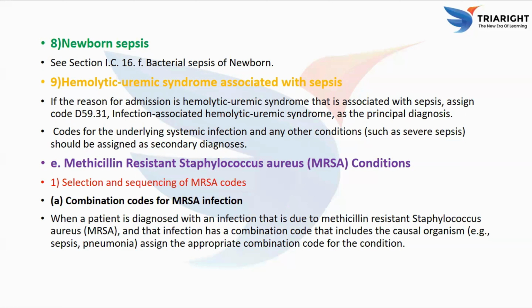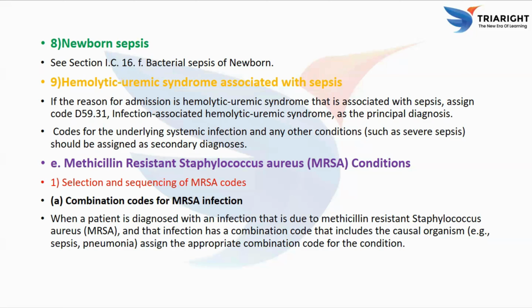So the ninth guideline is hemolytic uremic syndrome associated with sepsis. So what is HUS? Hemolytic uremic syndrome. It is a combination of hemolytic anemia, thrombocytopenia and acute kidney injury. Sometimes it is triggered by infection including sepsis. So what is the coding rule for hemolytic uremic syndrome?